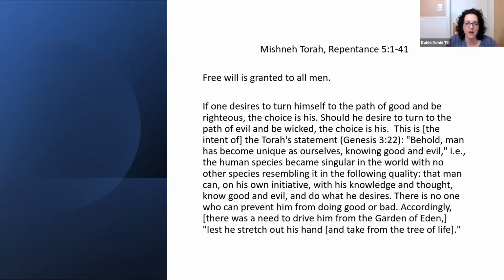Free will is granted to all men. If one desires to turn himself to the path of good and be righteous, the choice is his. Should he desire to turn to the path of evil and be wicked, the choice is also his. This is the intent of the Torah statement from Genesis: Behold, man has become unique as ourselves, knowing good and evil. The human species became singular in the world with no other species resembling the following quality: that man can, on his own initiative, with his knowledge and thought, know good and evil and do what he desires. There is no one who can prevent him from doing good or bad.